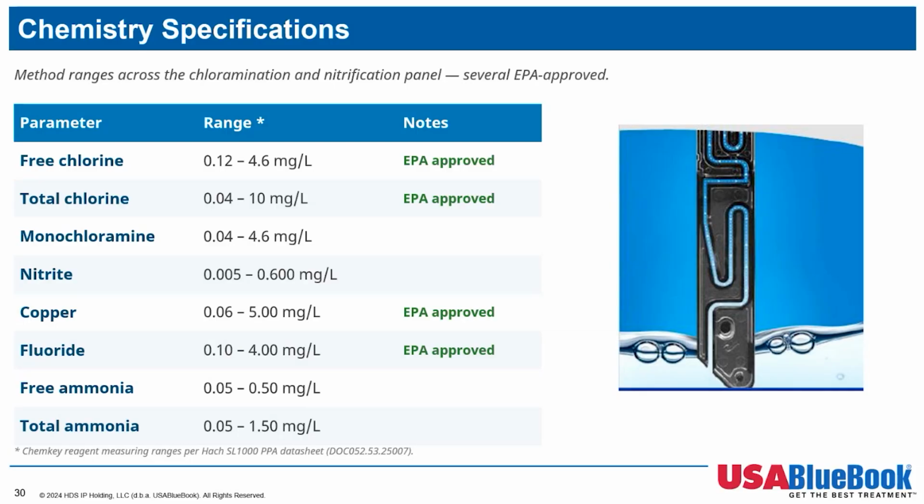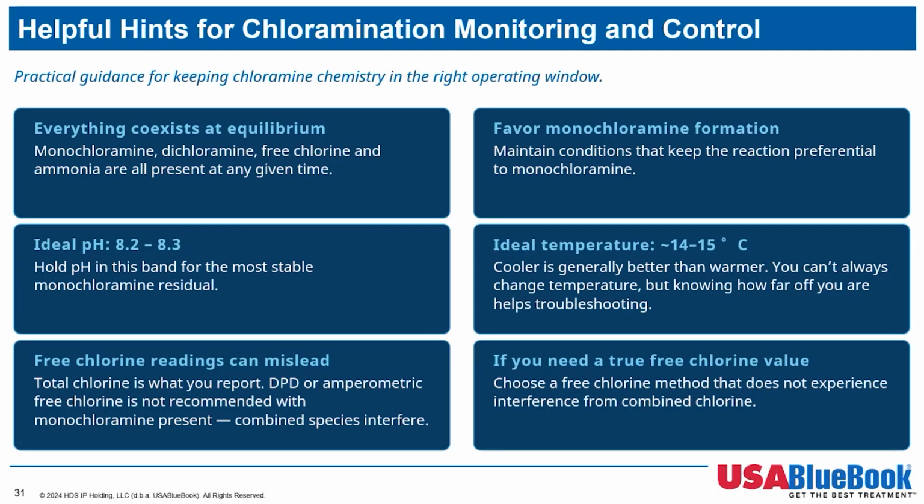And shown here on the slide are the chem key reagent ranges from the Hawk datasheet, with a footnote shown here as well. Well, how about some helpful hints? Certainly not exhaustive, but these are the things that we would tell an operator over the phone. First, we might stop thinking of it as one species. Monochloramine, dichloramine, free chlorine, and ammonia are all in there at once. You're managing a balance, not a single number.